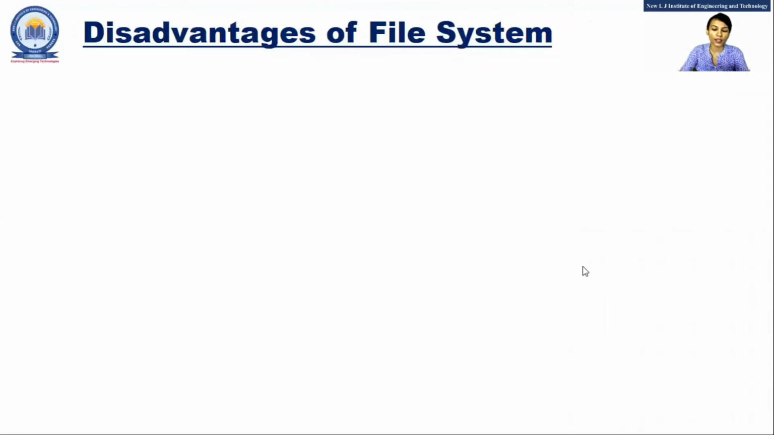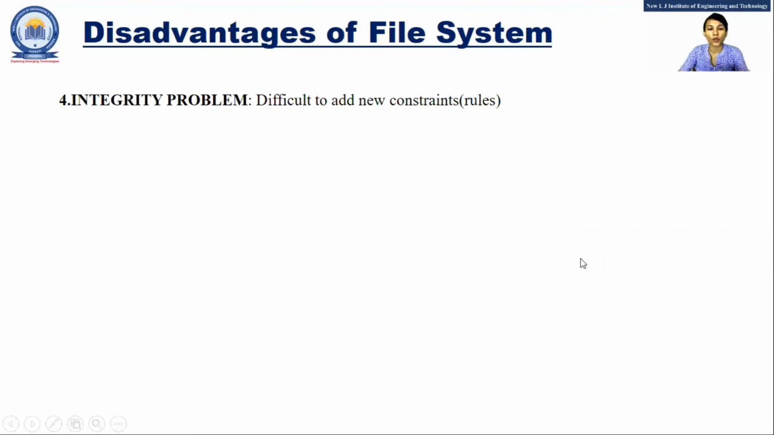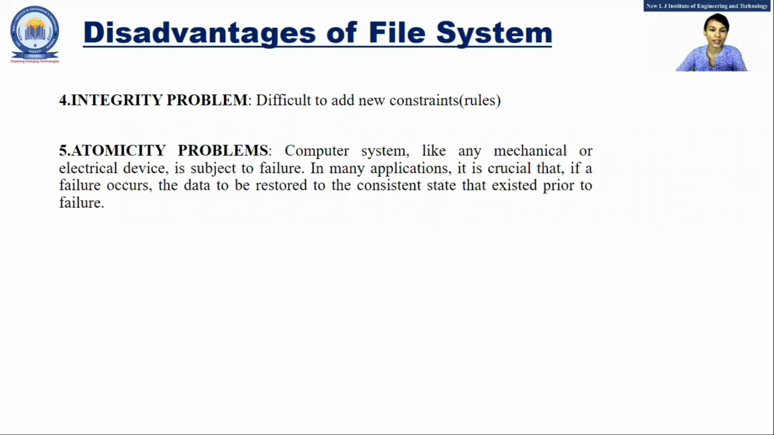Next disadvantage is integrity problem. So what is integrity problem? Whenever you want to apply some constraint or rules, suppose you have one database where you have employee details with their salary, and now I want to add a rule that salary can't be less than or equal to 0. So whenever someone inputs a 0 value for the salary, it will show an error. If I want to add this kind of rule in a file management system, it is very difficult, and sometimes impossible for a normal user to add this kind of rules.